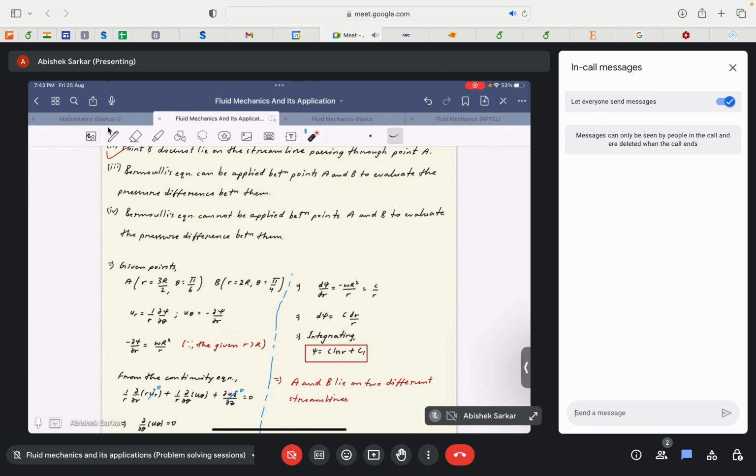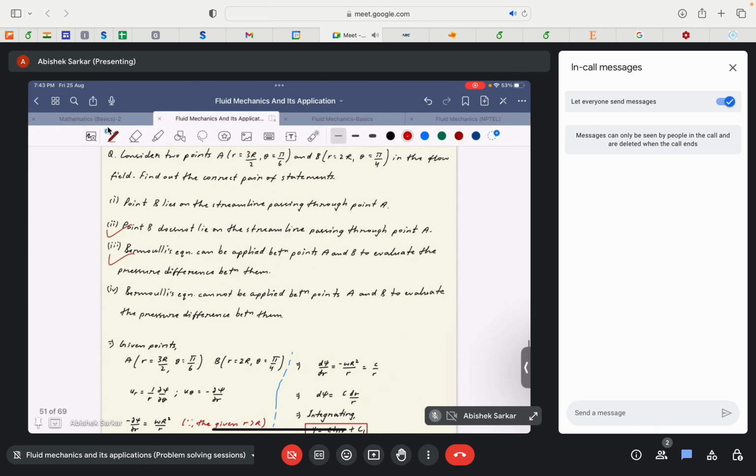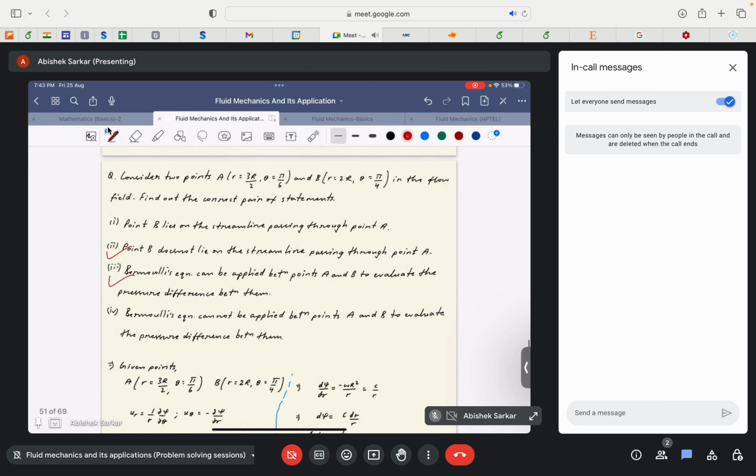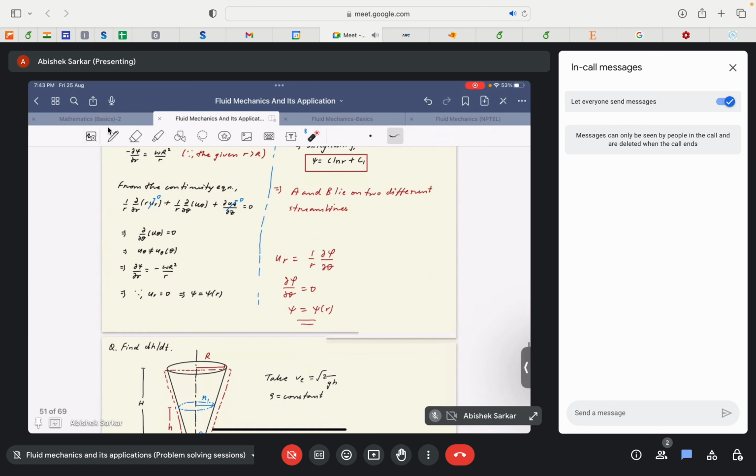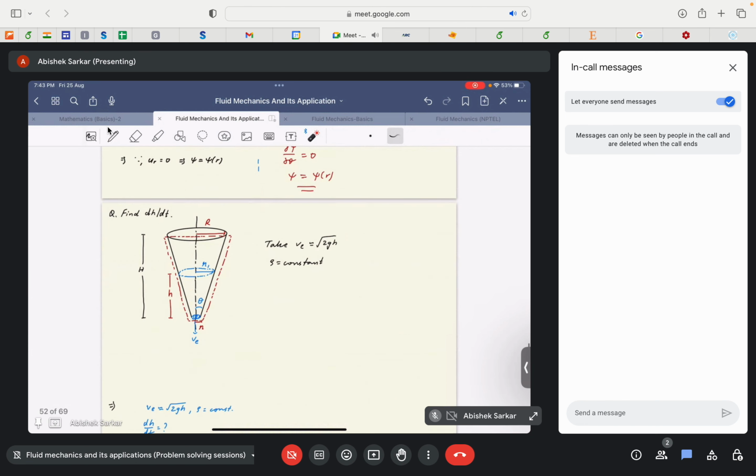So we can conclude that Bernoulli's equation can be applied between points A and B to arrive at the pressure difference between them. Okay, so this is what we had to find. So 2 and 3 are the pair of the 2 correct statements. So we got that. Now we proceed ahead.